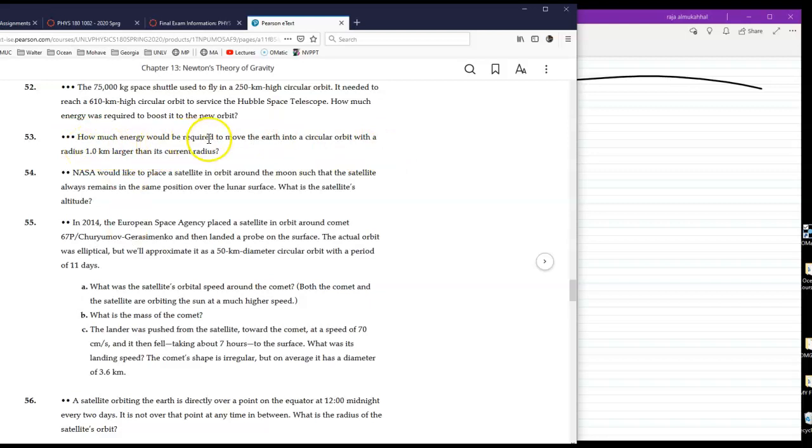He said, how much energy would be required to move the Earth into circular orbit with a radius of 1 kilometer larger than its current radius? Okay? And when you get the number, it's an enormous amount. What I'm going to do is give you a sketch of how to solve it. It's pretty simple. Let me reread this one in a different way. How much energy would be required to move the Earth into a circular orbit with a radius of d larger than its current radius? So it doesn't have to be 1 kilometer, it could be 2 kilometers or half a kilometer or 20 kilometers, whatever it is. So I'm just going to give you the general equation for that, and then we want to calculate the energy required.